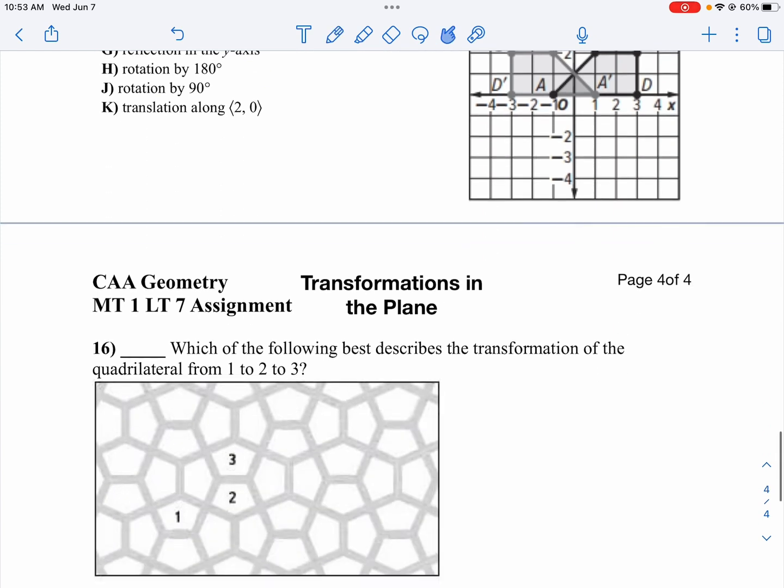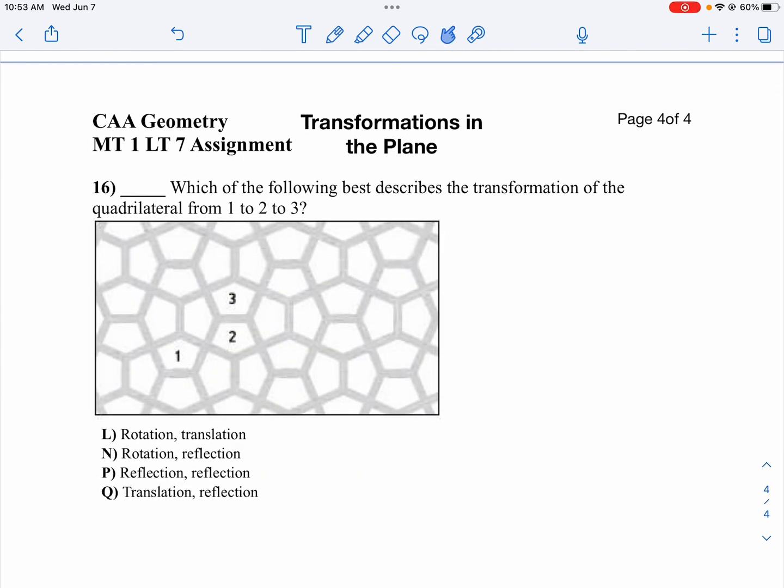And the last one, what's going on from 1 to 2 to 3? Well, if I look at from 1 to 2, that looks like a rotation, doesn't it? Yeah. So it's not a reflection and it's not a translation. Now from 2 to 3, I'm doing a reflection. I'm not translating it, so we're doing N.